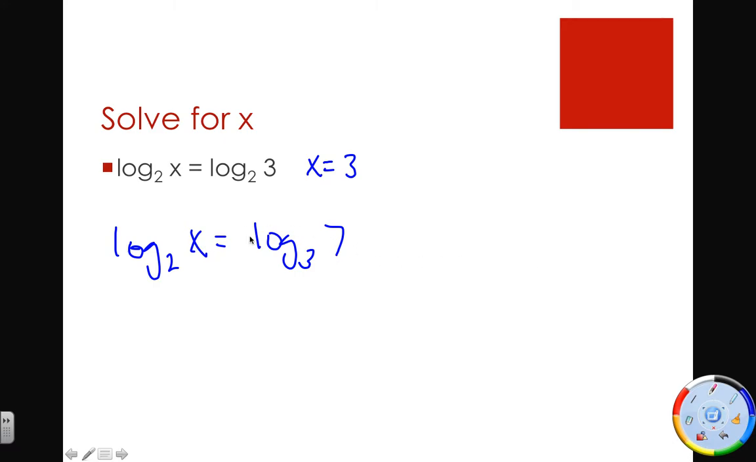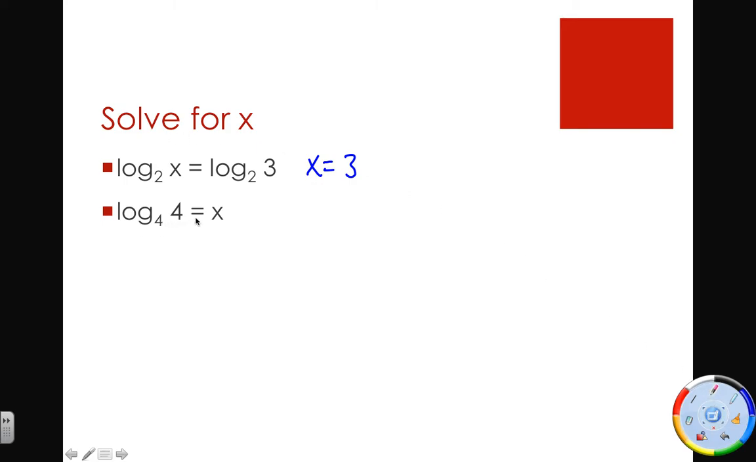You can't just say x equals 7 here. Actually, for us right now, there's no way to solve this problem. There will be later, but right now there's no way to solve this problem, because the bases are not the same. What about the next one?